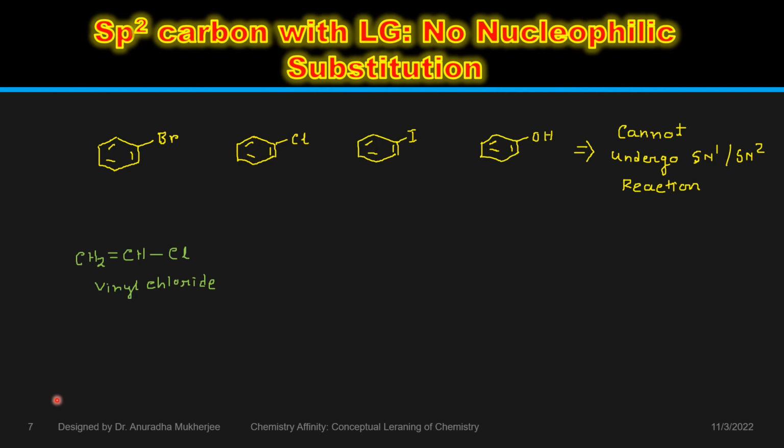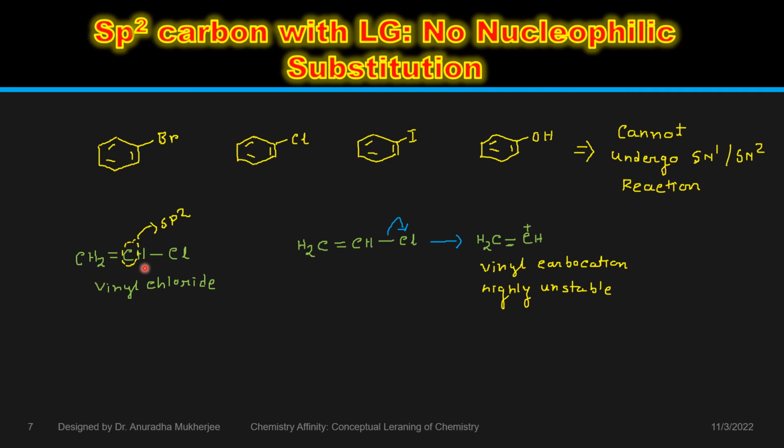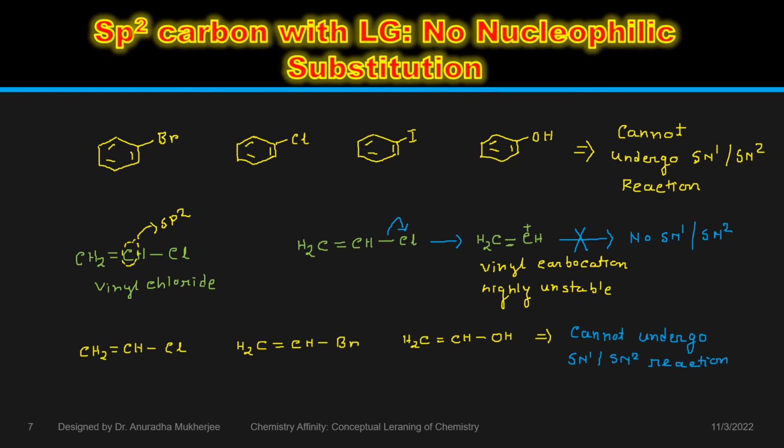Another example is vinyl chloride. We can take any kind of vinyl halide or vinyl alcohol. Here you can see a chlorine group is present and chlorine is connected with this carbon. This carbon is sp2 hybridized. I have already explained that when a leaving group is attached to an sp2 carbon, the leaving group cannot leave and cannot form a carbocation. A vinyl carbocation is also highly unstable because it's already an sp2 carbon. That's why vinyl chloride and vinyl alcohol are not substrates for nucleophilic substitution reaction.